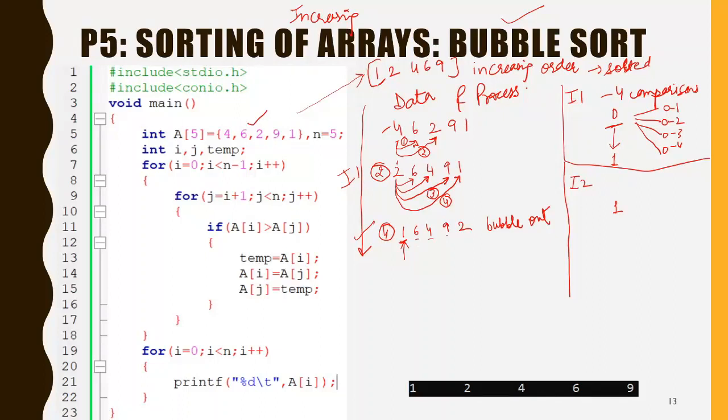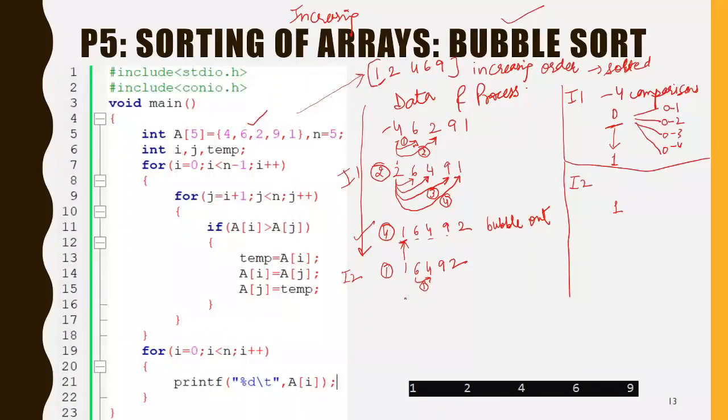Now what I need to do in iteration number 2, this 6 will be compared first. In iteration 2, the first comparison will be between 6 and 4, right? I will write it as a comparison chart only. So I will simply write 6492. 1641 I am leaving as it is, and the 6 and 4 are compared. This is the first comparison that has taken place.